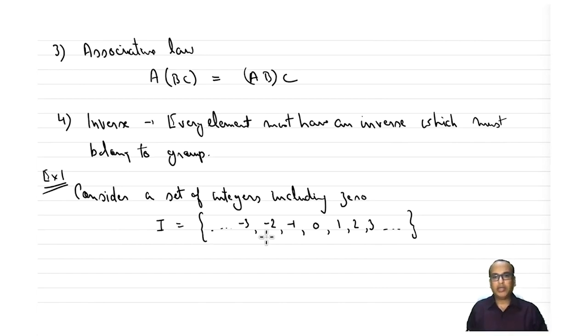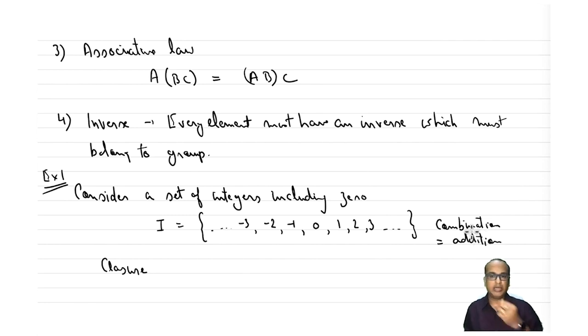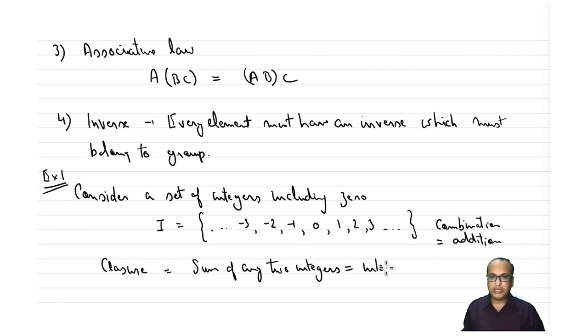Now let's see if all the members of this group follow the four properties or not. Okay, so the closure property, and in this case for the closure property we will say that combination is equal to addition. So we'll not be considering product as a combination, we'll consider addition. The sum of any two integers is an integer and this will belong to group I, right? So you can take any integer from this, and if you take a sum, the result will belong to I. So the first property is valid.